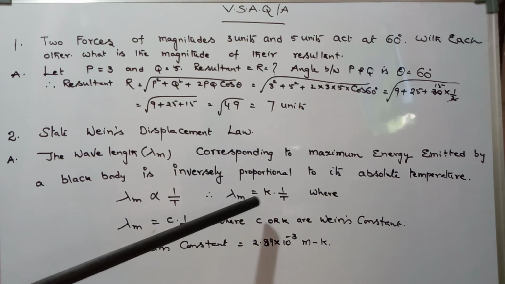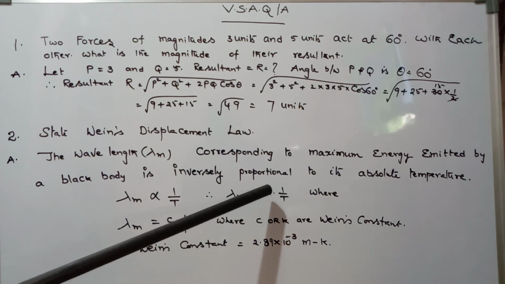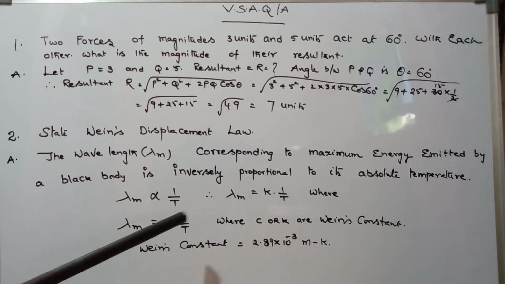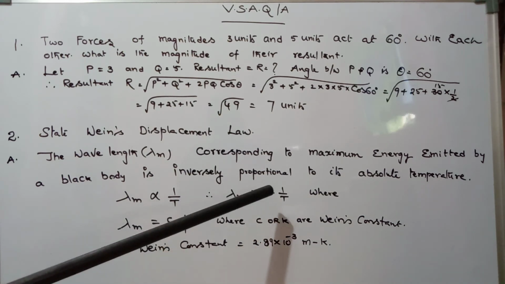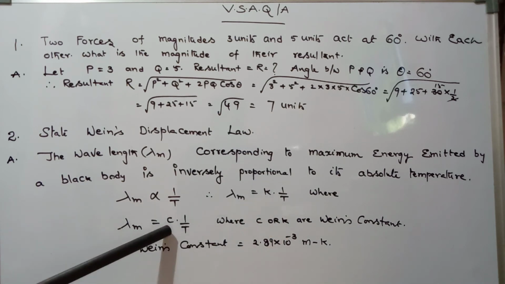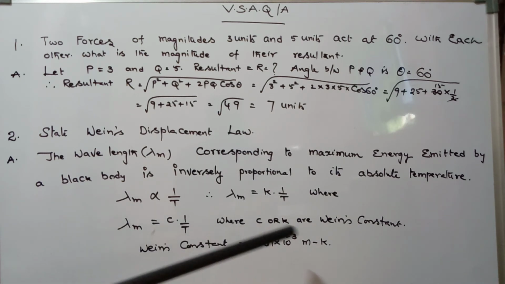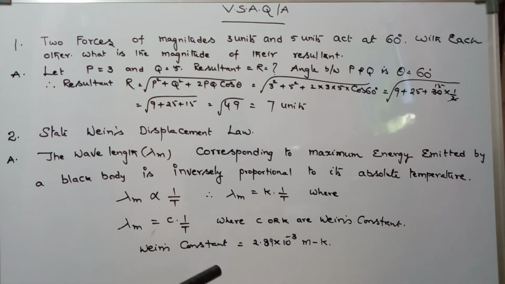So lambda maximum is equal to K into 1 by T. K is a constant, which we can write as either K or C. Both are called Wien's constant. What is the value of Wien's constant? It is 2.89 into 10 power minus 3 mK.